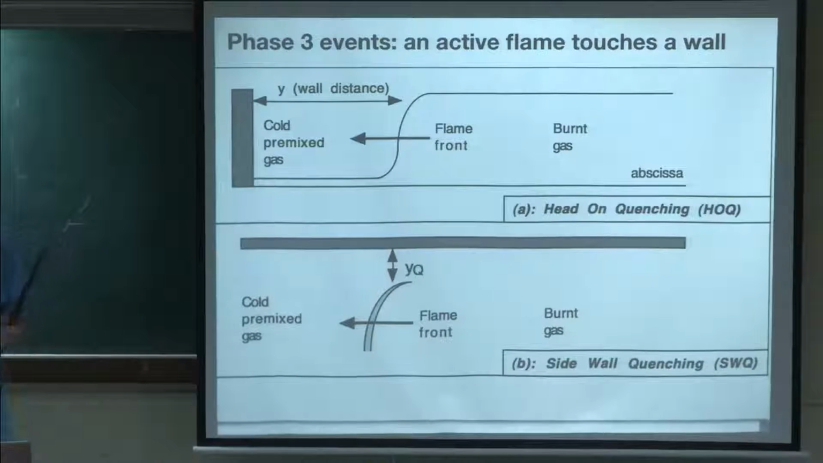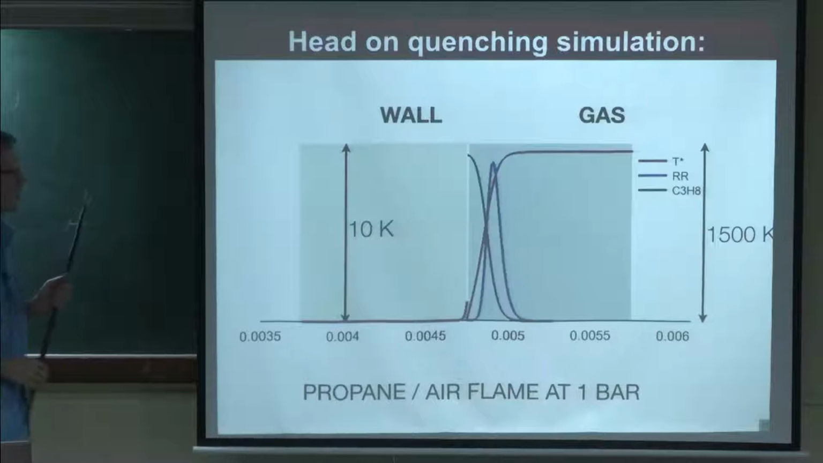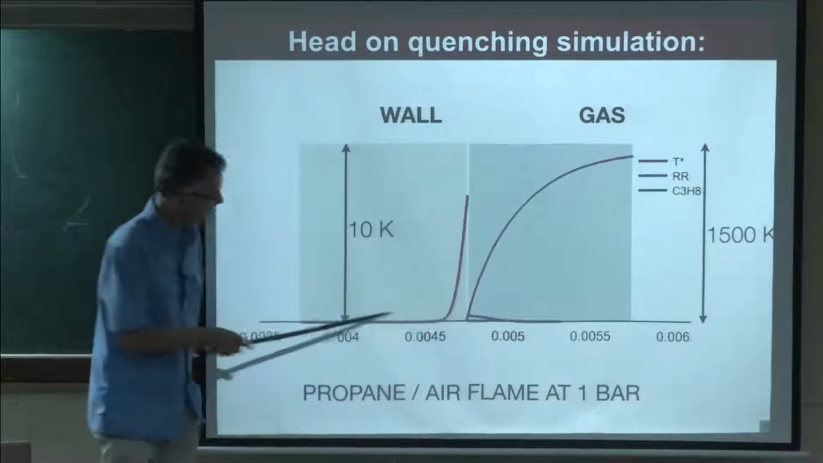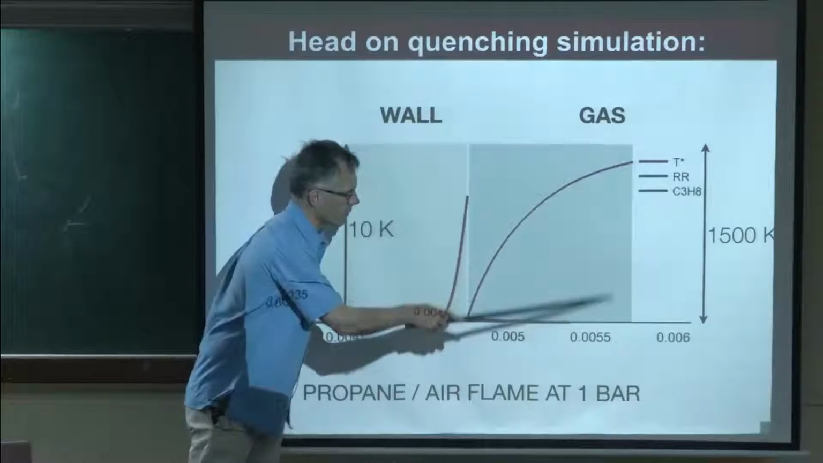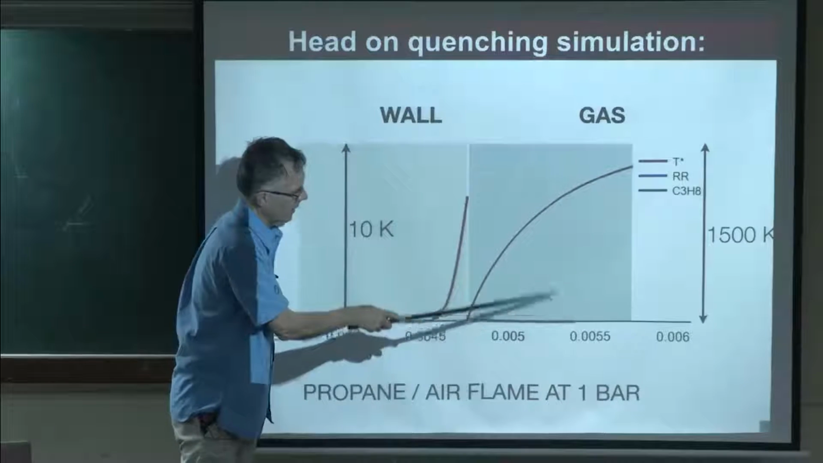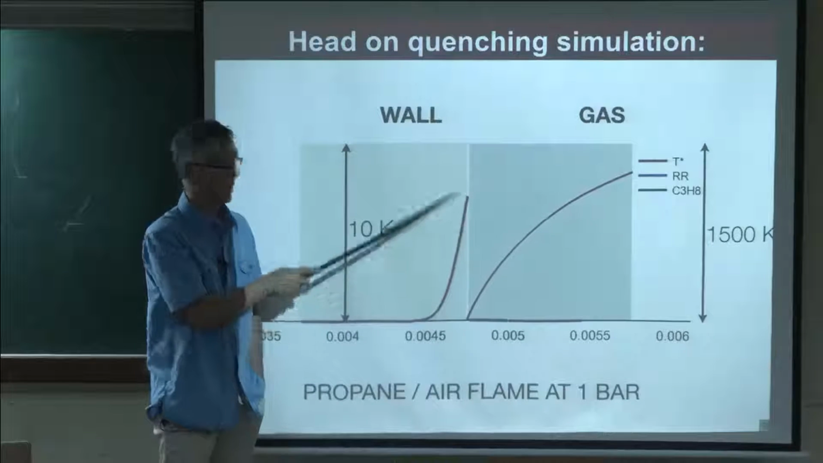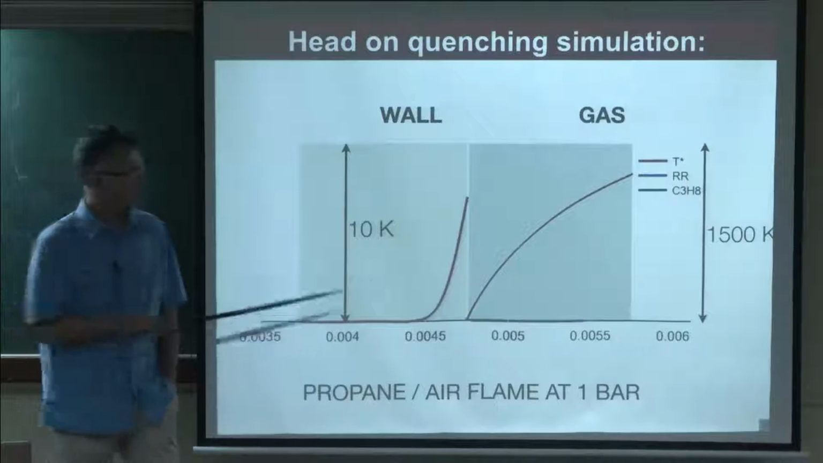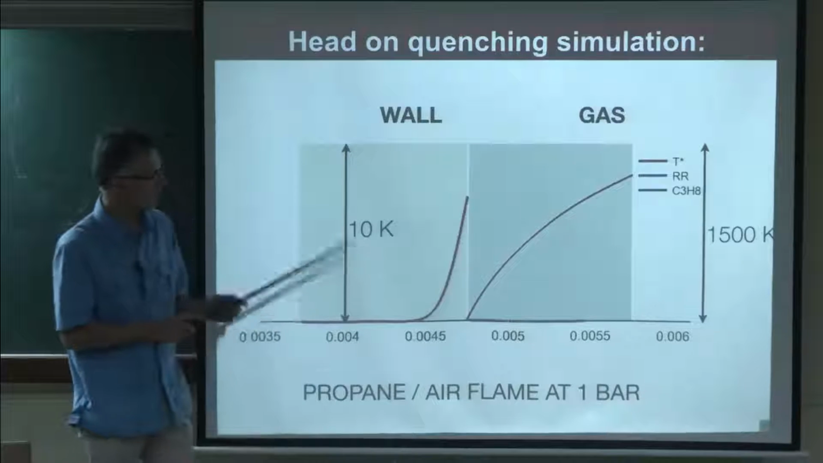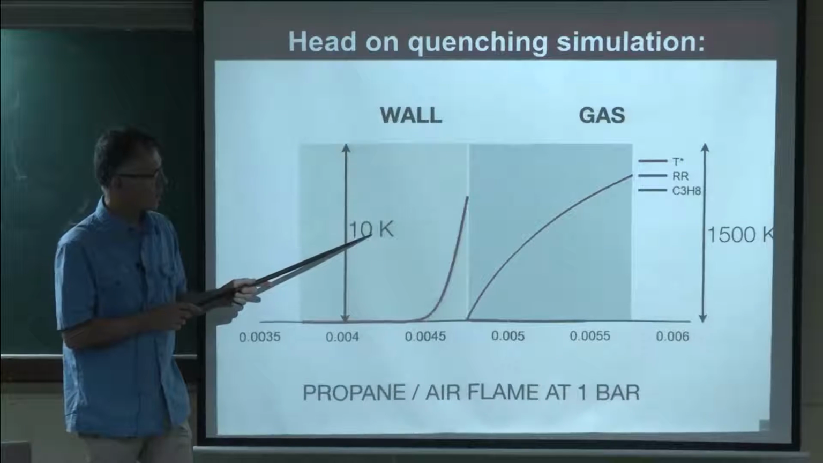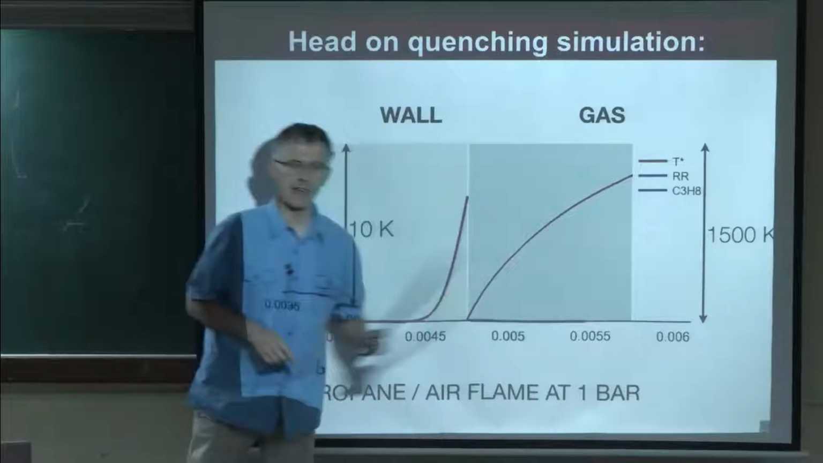So let me show you a simulation that we're going to repeat here. This is a coupled simulation between a wall here and a flame here. So the flame starts around here, and it comes towards the wall. When it hits the wall, temperature will increase, but the flame will quench. So look, be careful here, the range of temperature is not the same, okay? You have 10 K in the wall, 1500 K in the gas.